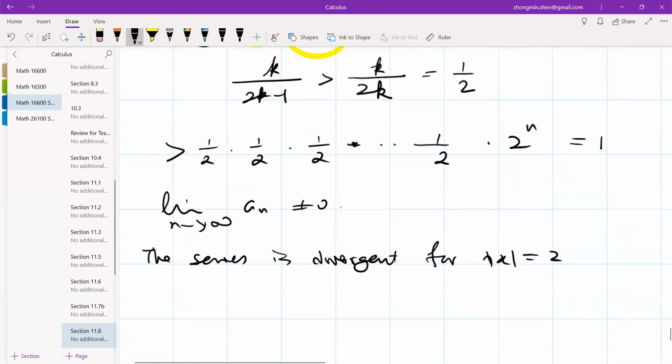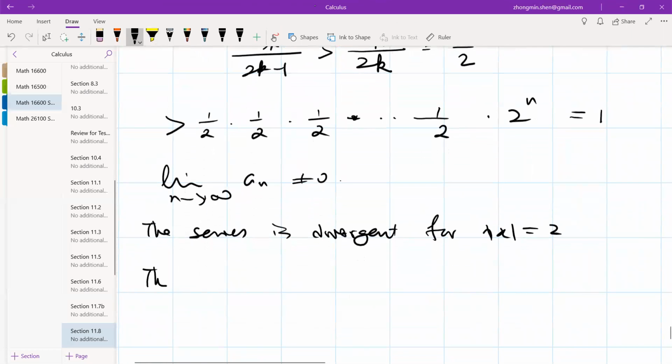Then the interval of convergence is going to be just negative 2 to positive 2. Okay, so that's it. The endpoints are not included.